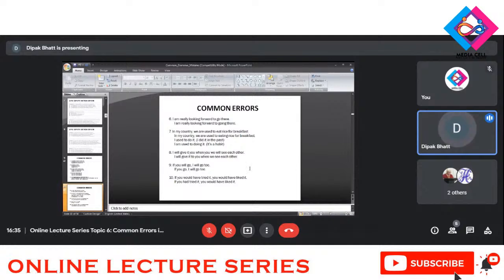Now, number 7 is a very different and very important variety of sentence. In my country, we are used to eat rice for breakfast. Now, remember, when you say we are used to eat rice, that means it's your habit. You don't do it right now. But many people want to say that they are doing it right now, that it's a continuous process in their daily life. And again, they use the verb as we are used to eat. So that's wrong.